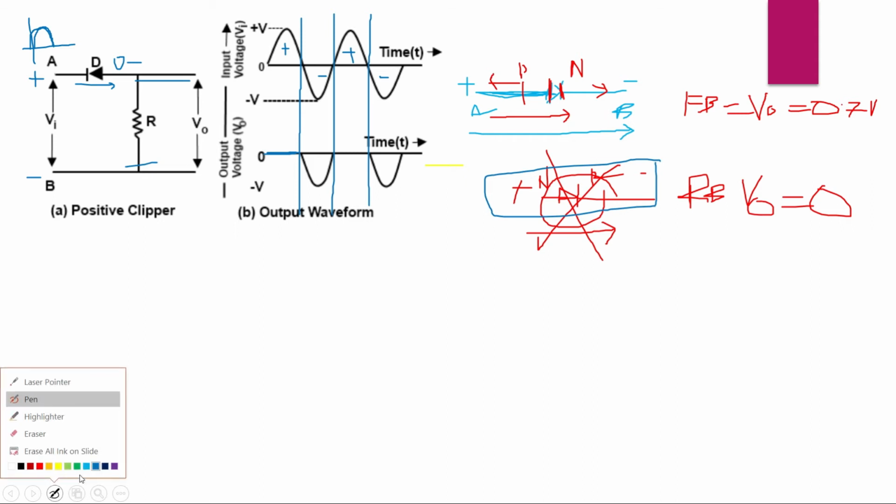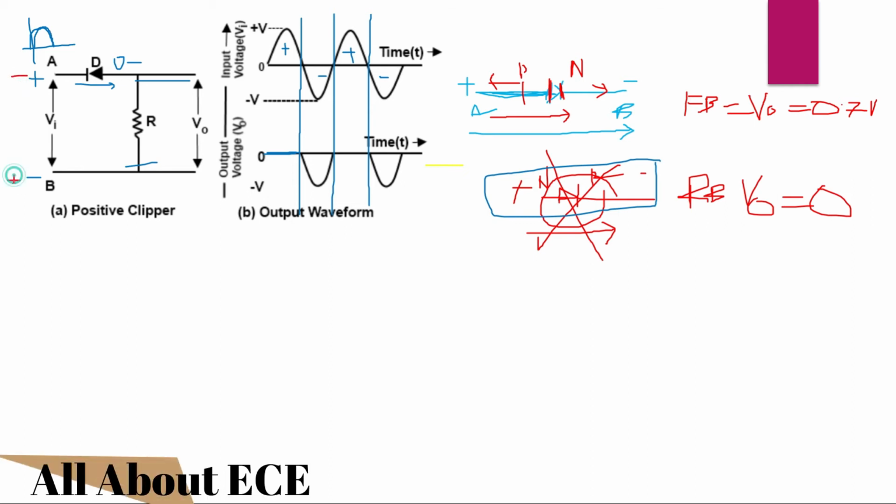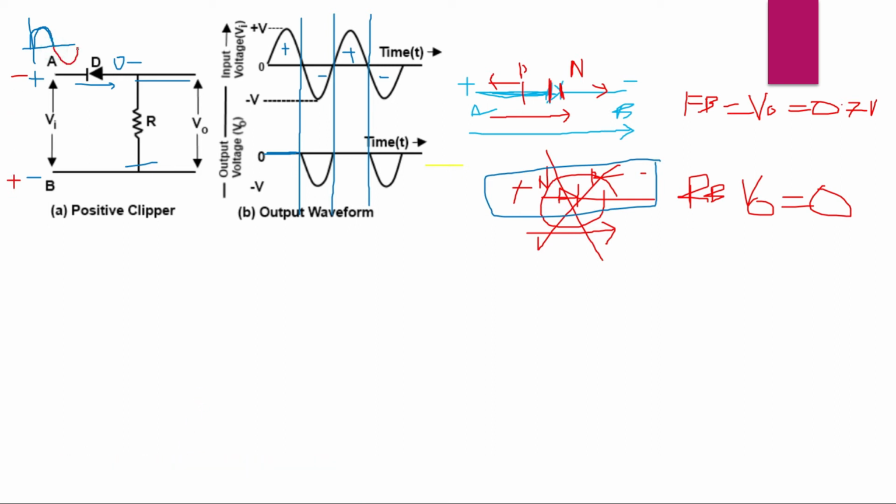In the other case, when the negative cycle is passing through, at that point this A terminal changes to negative and the B terminal changes to positive. In such a case, negative is connected to negative and positive terminal is connected to positive. So it is in forward bias mode.